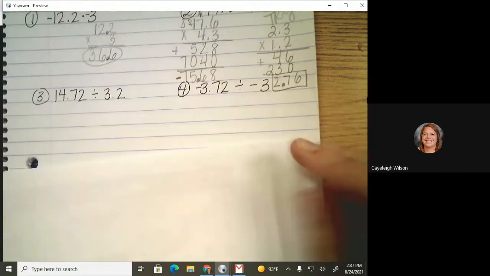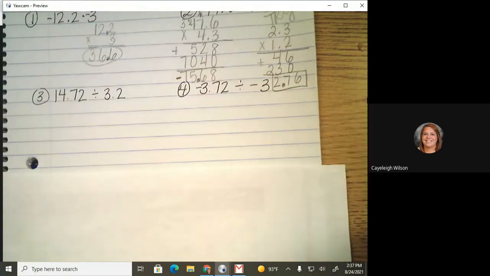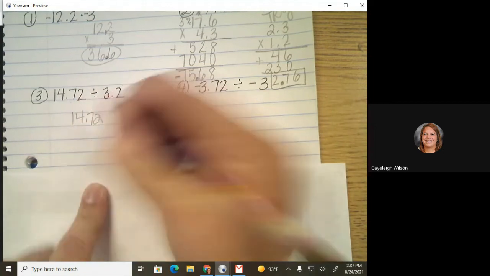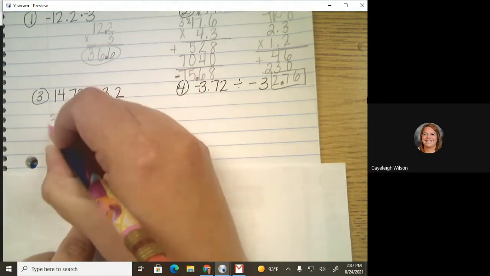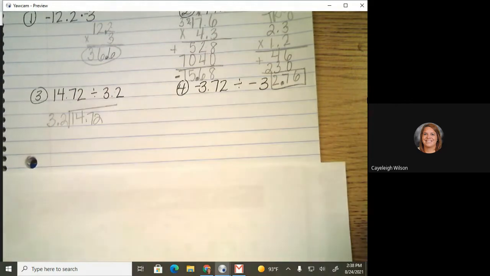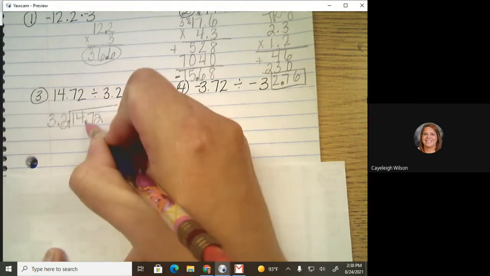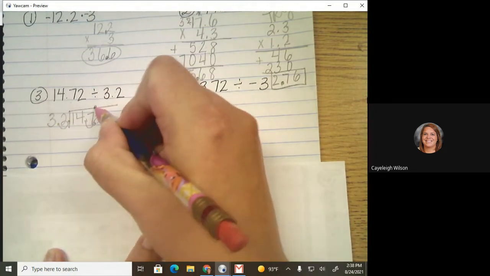All right, we're going to move on to some dividing decimals. So when I divide decimals, I put them in the little house, and then I'm going to move the decimal place that's on the outside one spot. So I'm going to put this 14.72 inside and 3.2 on the outside. So I'm going to move this one decimal place over and move this one decimal place over, and then that decimal will stay right there.